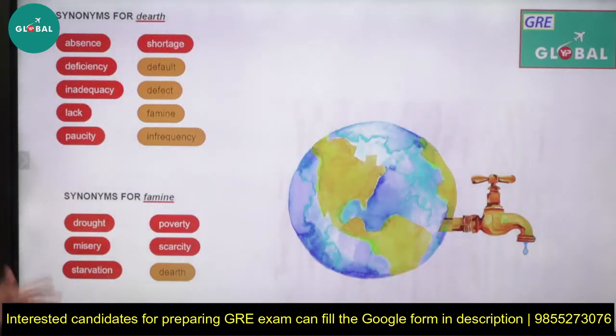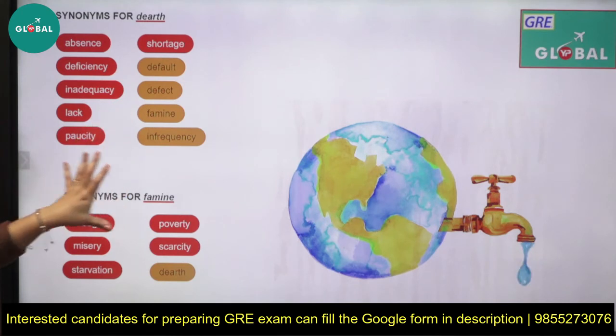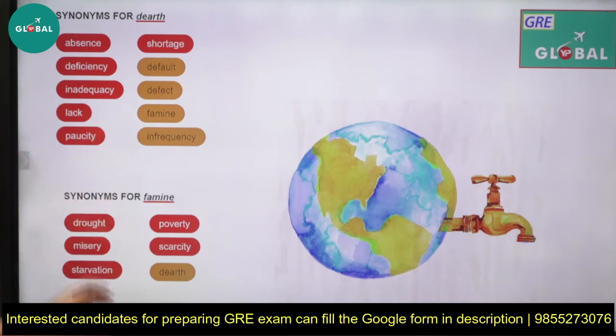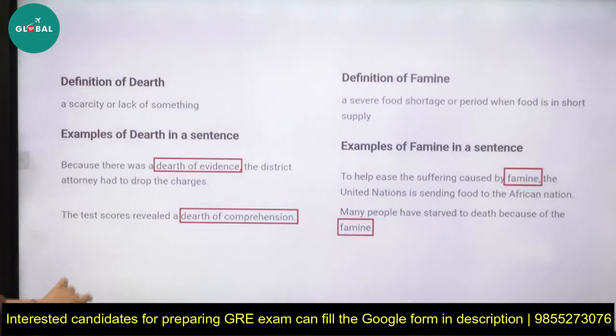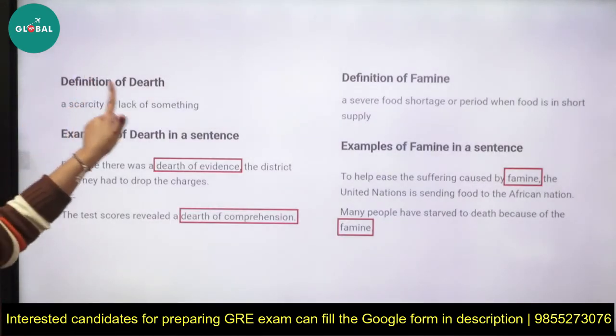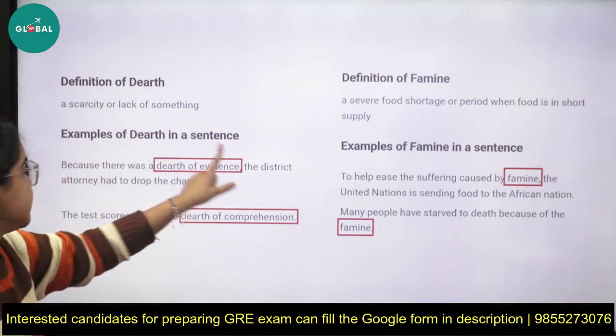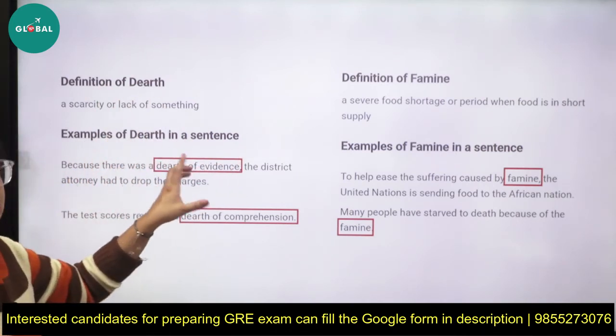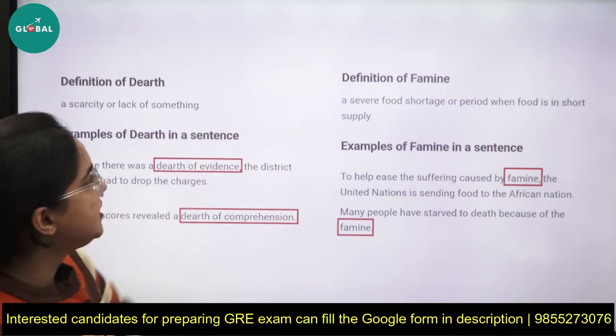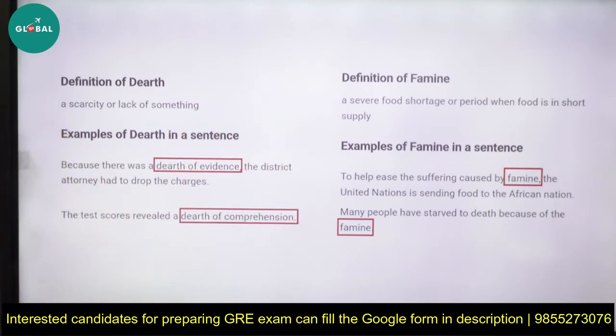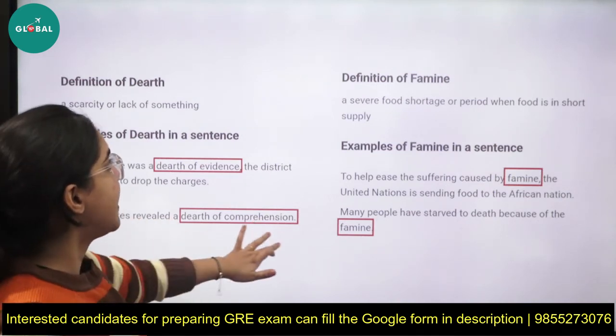Then you can go to the meanings of these. Dearth means an absence, shortage, deficiency, defect. Famine, paucity. Famine is actually a kind of poverty, scarcity, kami hona, misery hona, drought hona. Dearth is a scarcity or lack of something, किसी भी चीज की कमी हो जाना, because there was a dearth of evidence, the district attorney had to drop the charges, right? And famine means a severe food shortage, खाने की कमी होना, right? So when there is a shortage in the food supply and all that.